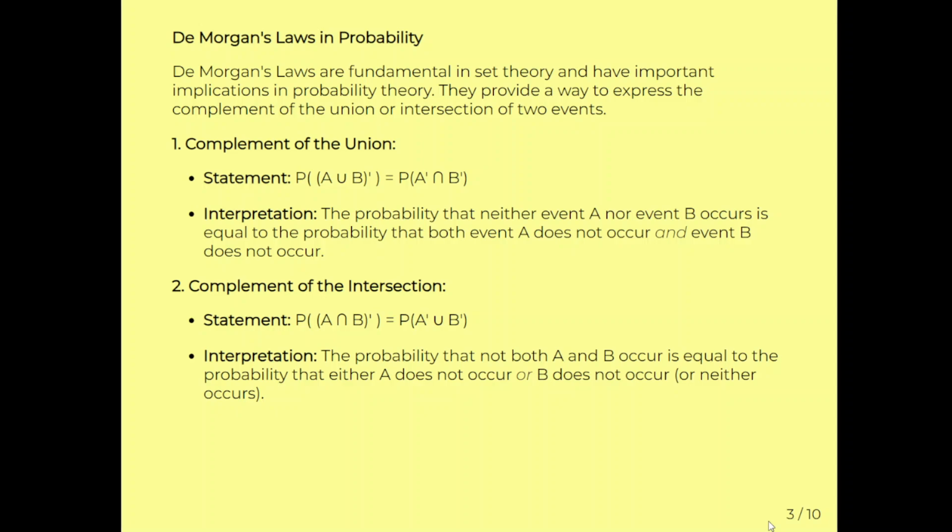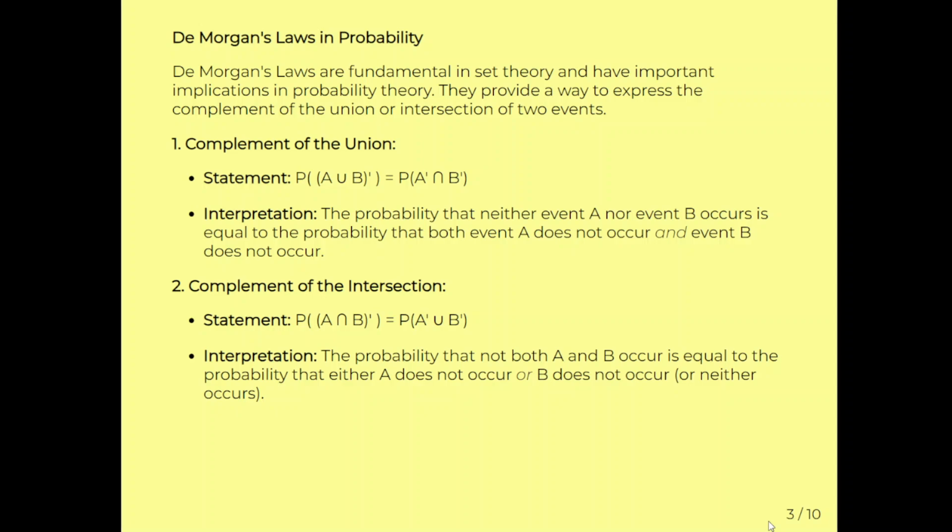And to start off, we have the complement of the union. So the union is A union B. The complement of that is complement of A union B, and we're interested in the probability of that. But how we might re-express that is as follows: the probability of the complement of A intersected with the complement of B. Notice that we have the union symbol on the left-hand side of the equation, but the intersection symbol on the right-hand side. Interpretation: the probability that neither event A nor event B occurs is equal to the probability that both event A does not occur and event B does not occur.